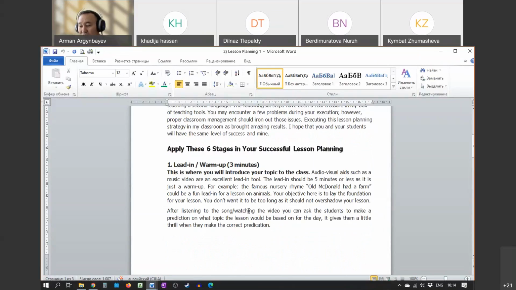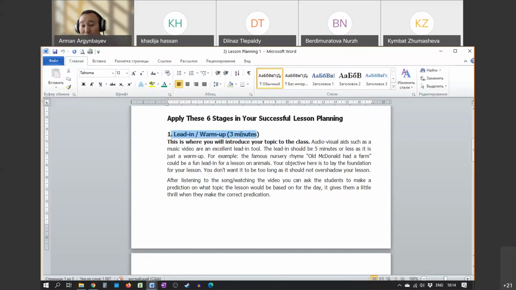And every lesson also should start with a warm-up. Before presenting the content, if you remember, there should be a lead-in or warm-up. So it might be a game, it might be an activity, but it should be very short and somehow connected with the topic, right? And it should be very short. It looks like 3 minutes, maybe 5 minutes.